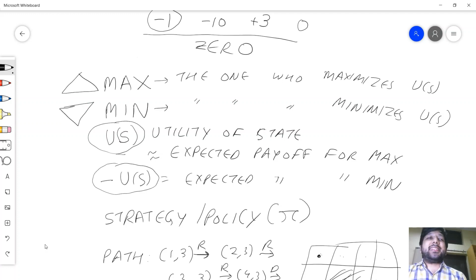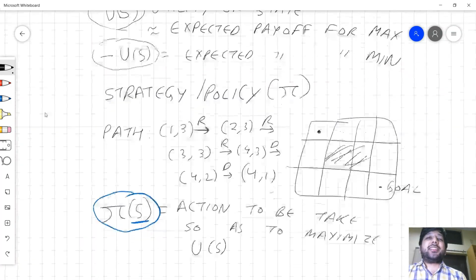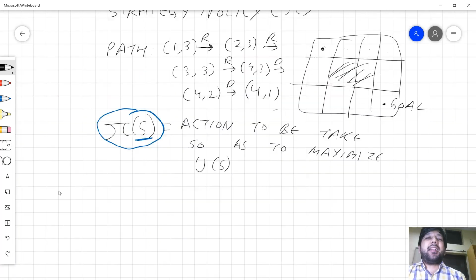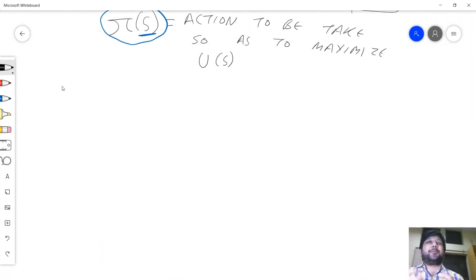Let's take the simplest game possible, which is tic-tac-toe, and let's try to say how we will make a strategy or a policy to play tic-tac-toe. You know the starting state, which is your source, as simple as possible, which is the empty game board over here.